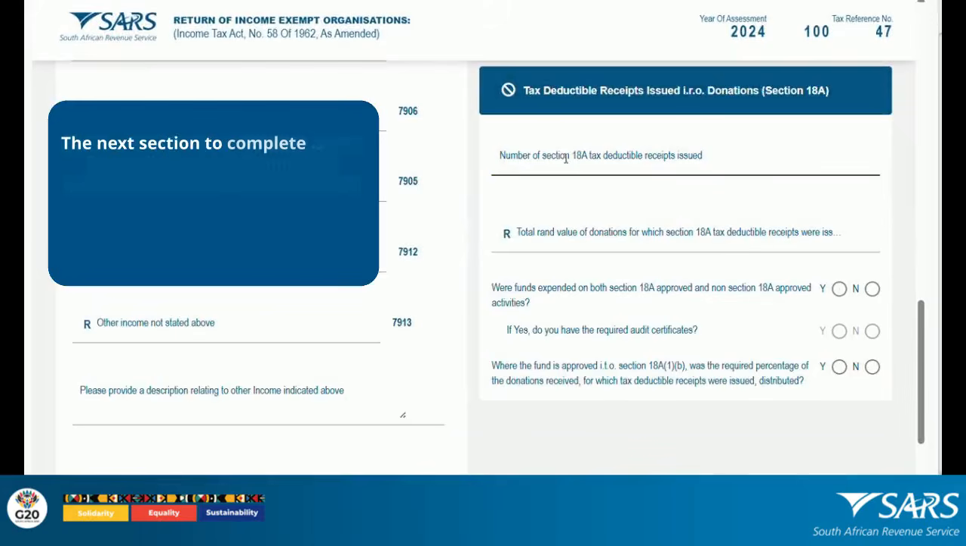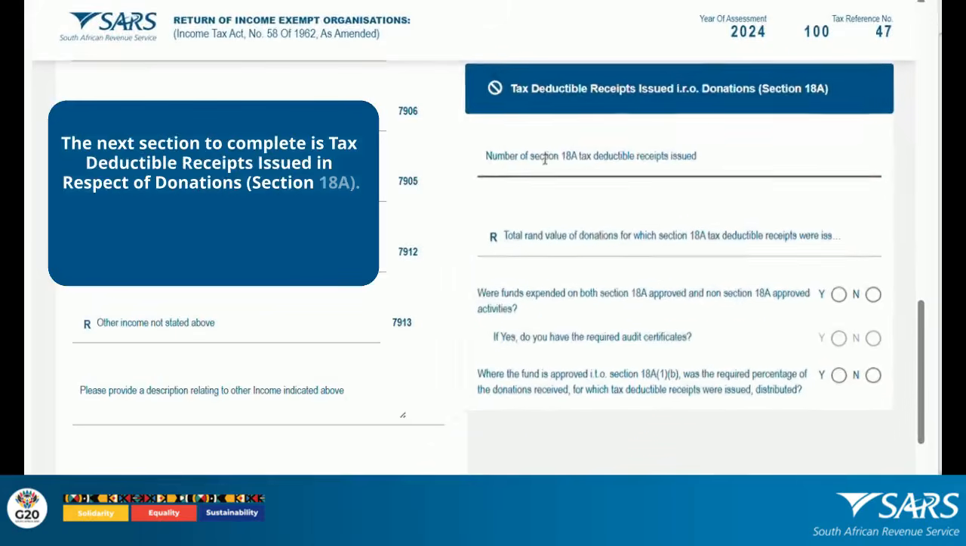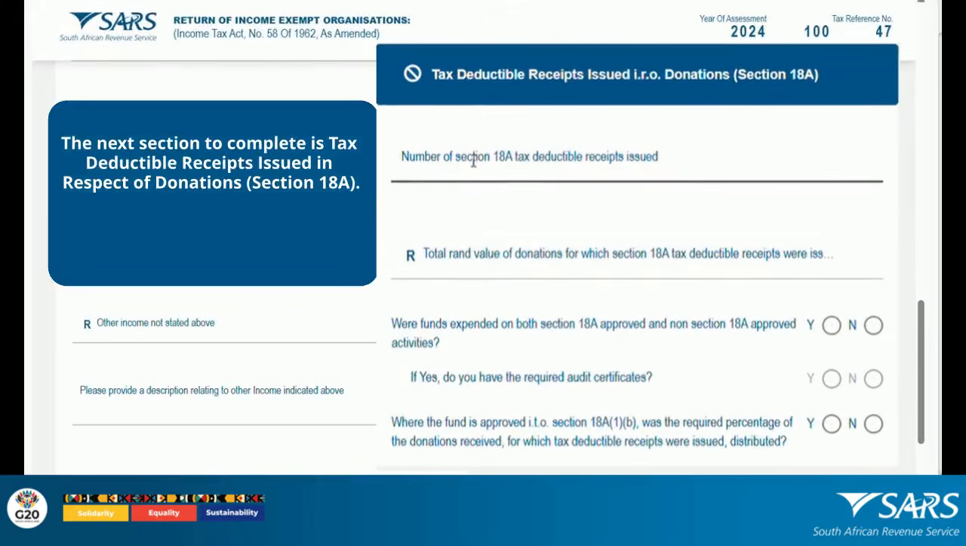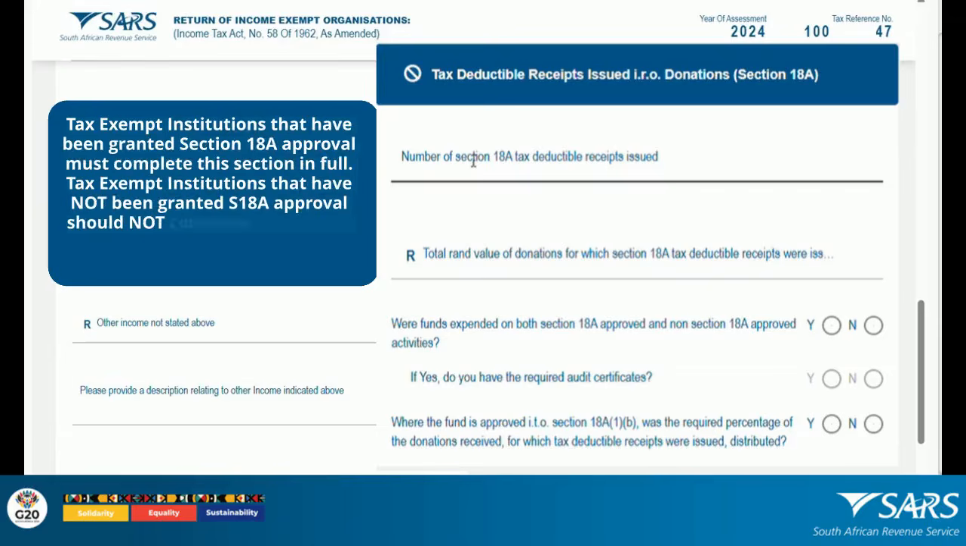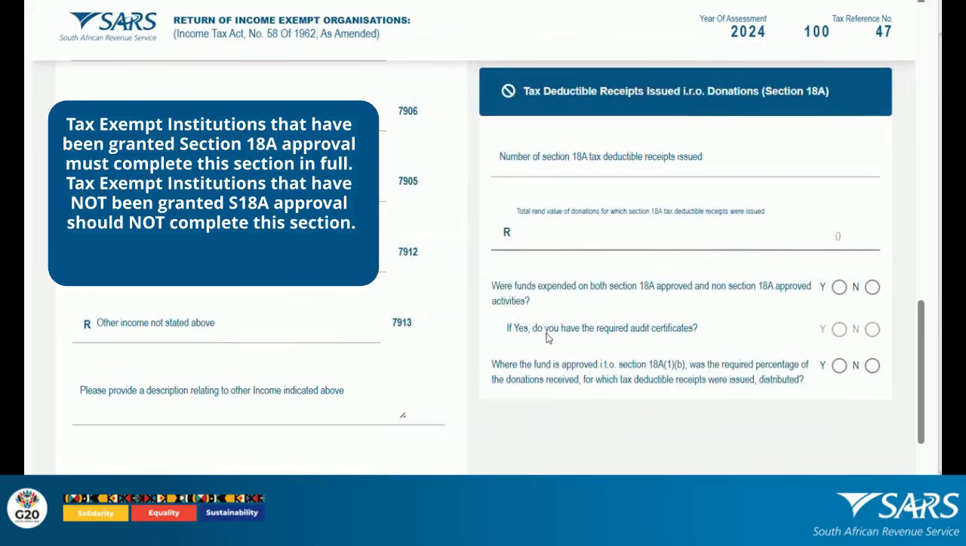The next section to complete is tax-deductible receipts issued in respect of donations, Section 18A. Tax-exempt institutions that have been granted Section 18A approval must complete this section in full. Tax-exempt institutions that have not been granted Section 18A approval should not complete this section.